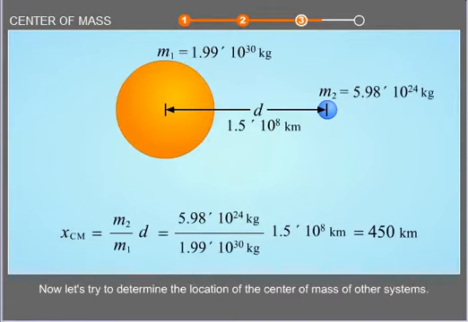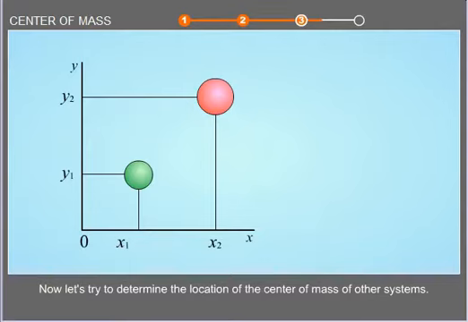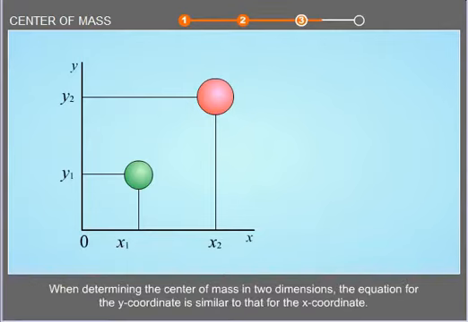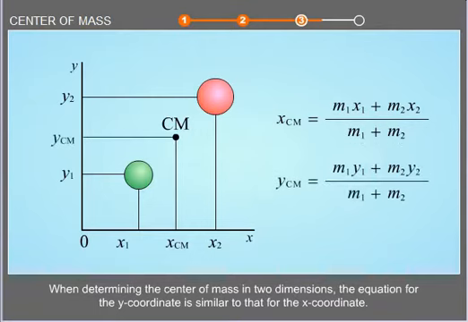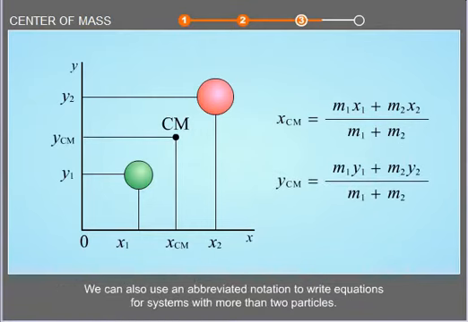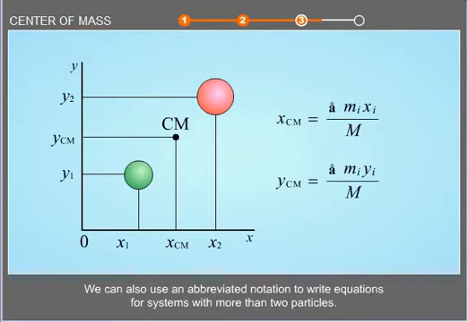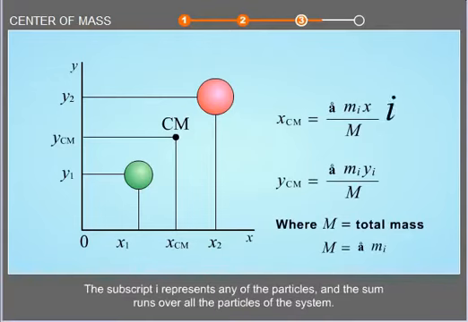Now let's try to determine the location of the center of mass of other systems. When determining the center of mass in 2 dimensions, the equation for the y-coordinate is similar to that for the x-coordinate. We can also use an abbreviated notation to write equations for systems with more than 2 particles. The subscript i represents any of the particles, and the sum runs over all the particles of the system.